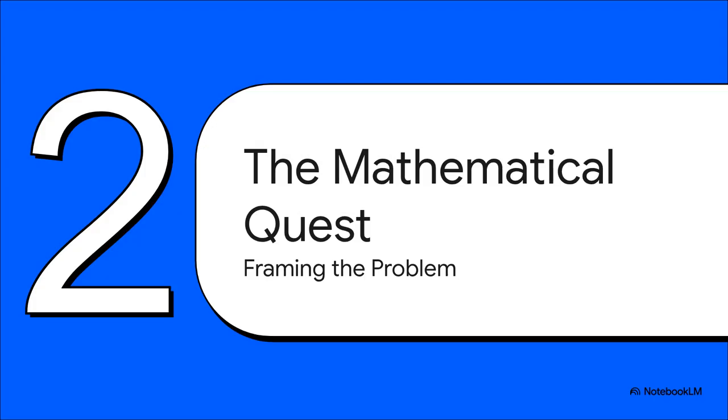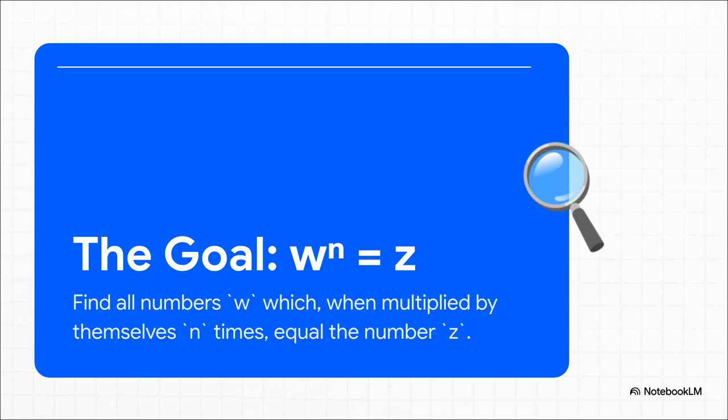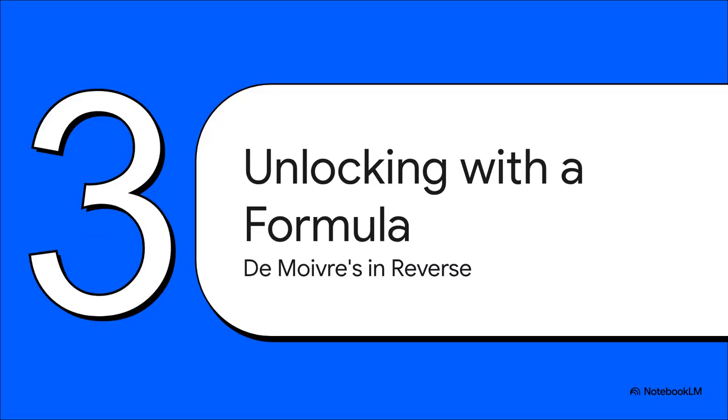Okay, so seeing the beautiful picture at the end is one thing, but what's the actual math doing behind the scenes to create it? Let's stop thinking about it as just a dry equation and frame it like the quest that it really is. Here's the goal, plain and simple. We start with a number. Let's call it Z. We're looking for all the numbers, we'll call them W, that you can multiply by themselves n times to get back to Z. So for our triangle mystery, we're trying to find every single number W that solves the equation W cubed equals 8i.